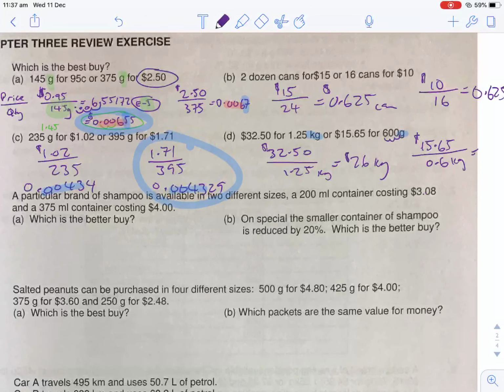So when I do that calculation, divided by 0.6, that would give me $26.08, taking it to 2 decimals. I'm a little bit squeezy there, aren't I? I might take that underneath. So that would have given me $26.08. So the first one was in fact slightly cheaper by about 8 cents per kilogram.